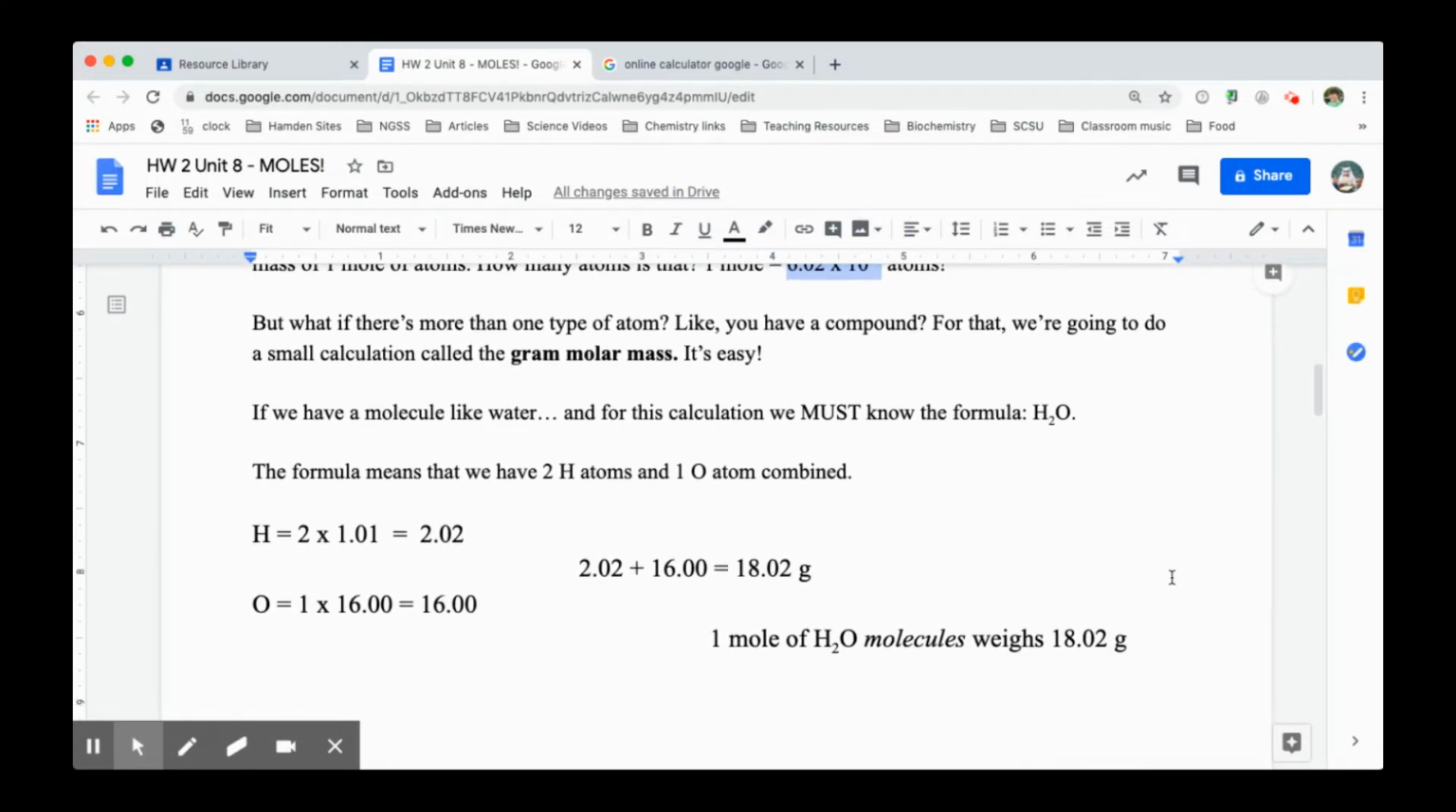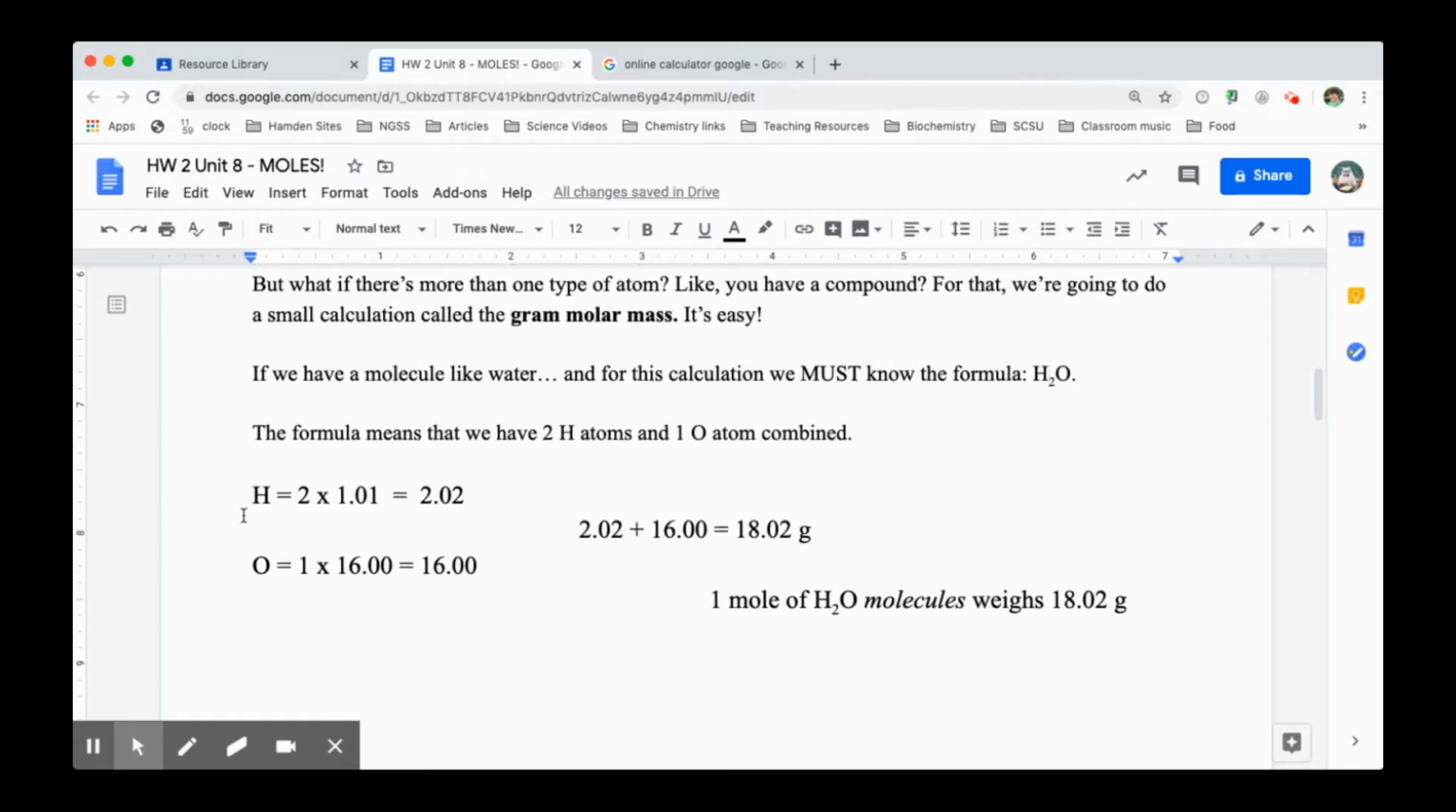And it's pretty easy. So let's take water for our first example. If we're going to do this calculation, we have to know the formula. So the formula of water is H2O. That tells us that we have 2 hydrogen atoms and 1 oxygen atom, because the little 2 right there tells us we have 2 hydrogens and 1 oxygen. So here's how we do the work.